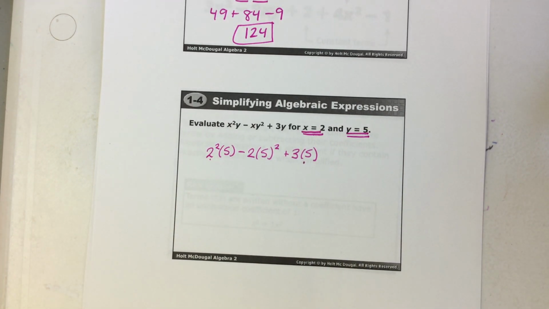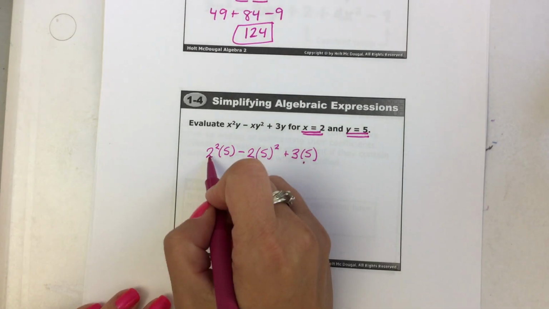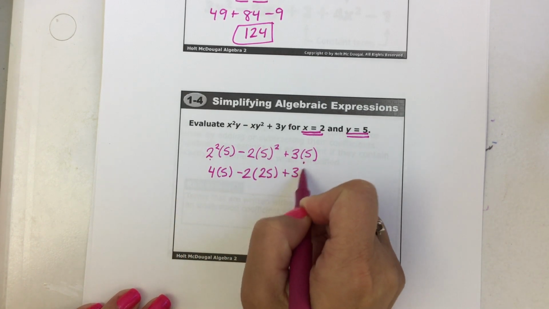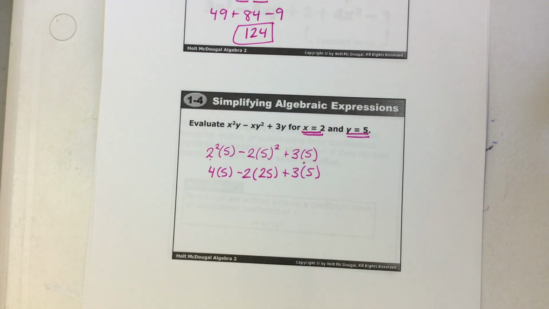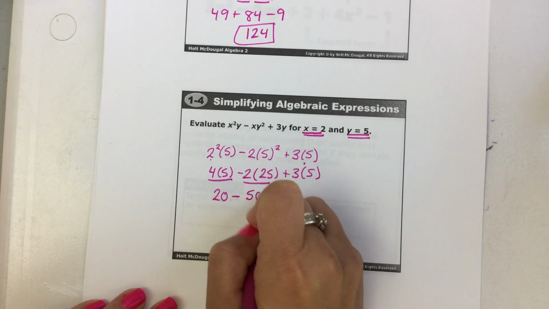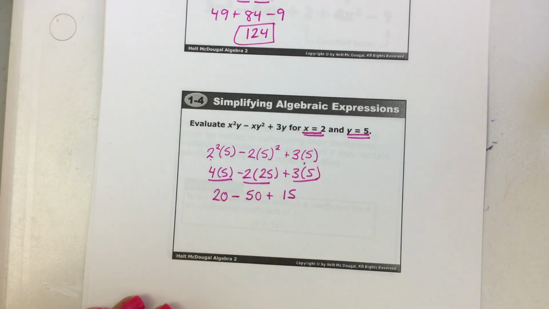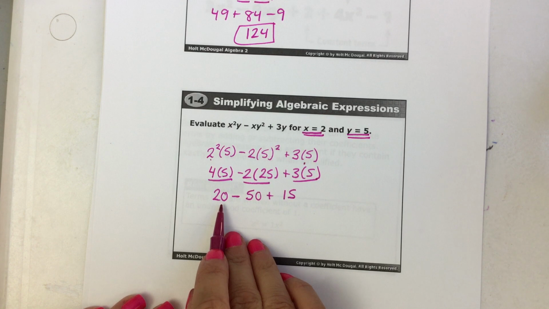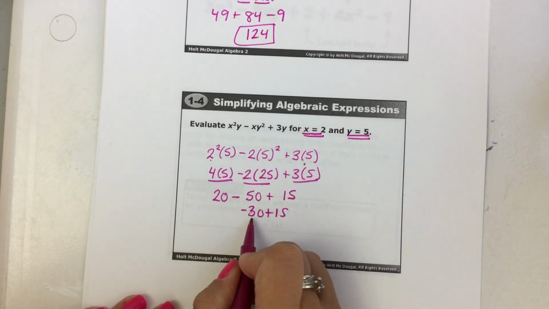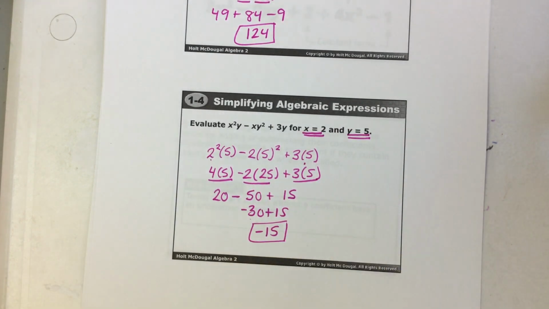Order of operations, there's nothing I can do inside of parentheses. All of my parentheses are one single term. Exponents, 2 squared is 4, minus 2, 5 squared is 25. So I went ahead and I did the exponents. Now you multiply and divide left to right. 4 times 5 is 20, minus 2 times 25 is 50, plus 3 times 5 is 15. You add and subtract at the same time, left to right. So 20 minus 50 is negative 30. Negative 30 plus 15 is negative 15. It is okay to have a negative value.